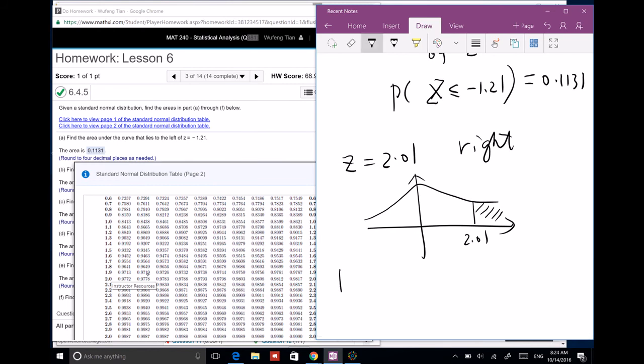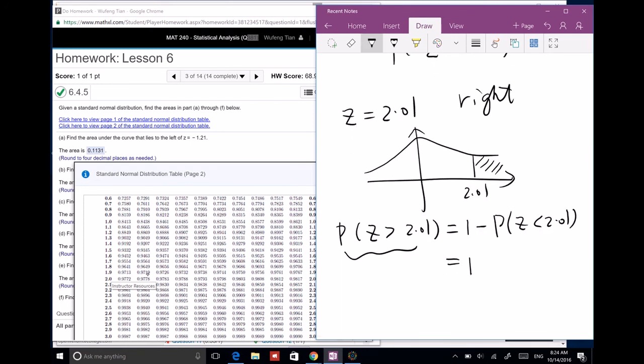2.01, 2.0. So the probability of z bigger than 2.01, and since the table only gives you the area to the left, now I'm looking for the area to the right. So I have to convert that into the area to the left. The total area is 1. So you use 1 minus the area to the left, it gives you the area to the right. Okay? So 1 minus P(z less than 2.01). And then the probability for 2.0 is 0.9772.